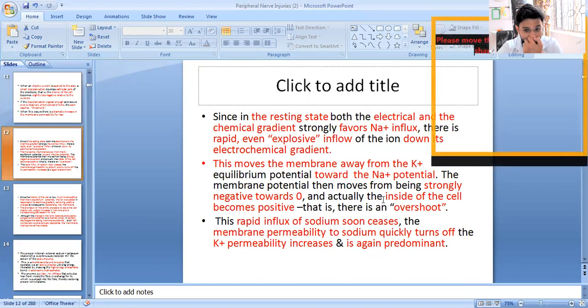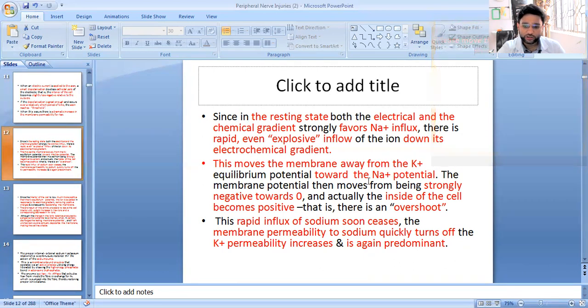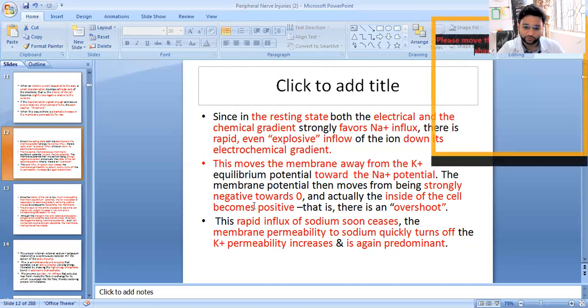Since the resting state, both the electrical and the chemical gradient strongly favor sodium influx, there is a rapid, explosive inflow of the ions down their electrochemical gradient. This moves the membrane away from the potassium equilibrium potential towards the sodium potential. The membrane potential then moves from being strongly negative towards zero, and actually the inside of the cell becomes positive. That is, it is an overshoot.